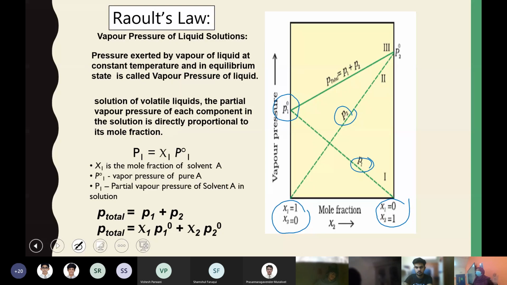There is only solute, pure solute, right? There is no solvent because chi1 is taken as 0. So at one end there is only solvent, and at the other end there is only solute. When there is only pure solute, the vapor pressure is equal to P20, the value of the vapor pressure in its pure form, that is P2 naught or P20, right?